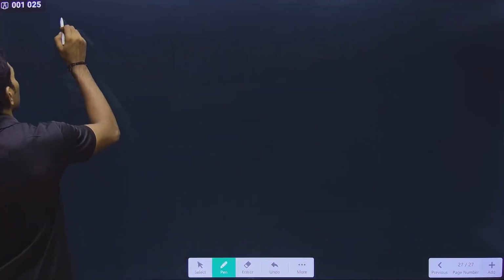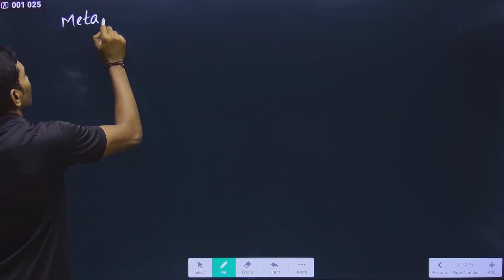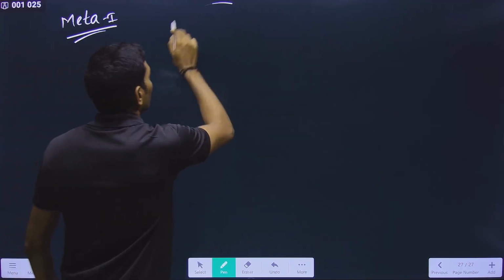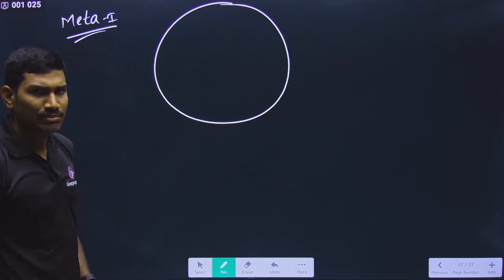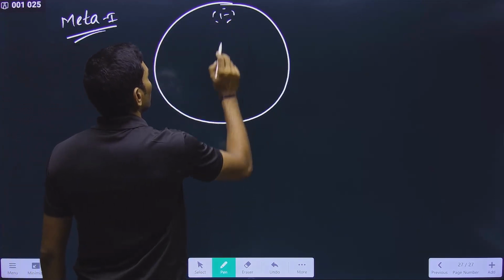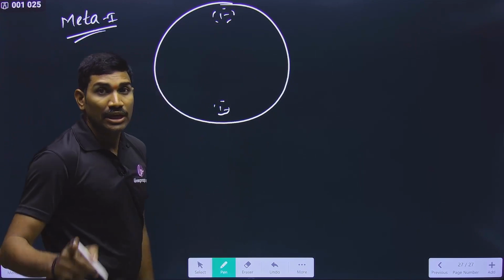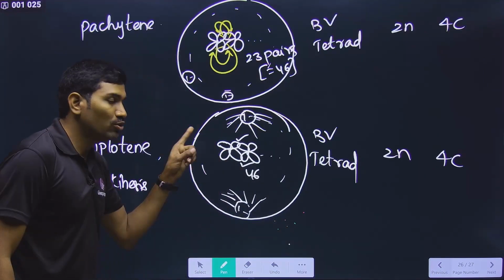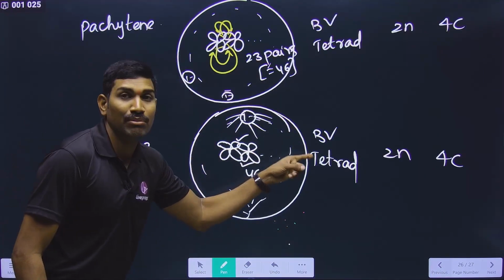Now we are going to the next one, that is metaphase 1. From now onwards, be careful. Here, the nuclear membrane disappears, so we are not drawing the nuclear membrane. Suppose this is one pole, this is the opposite pole. Now please observe the previous condition. Still chromosomes are attached, still they are bivalents.